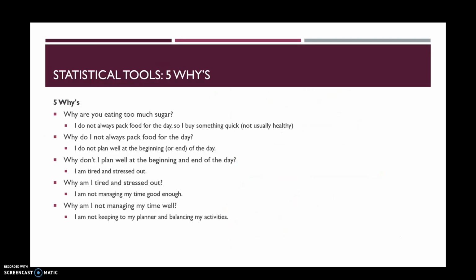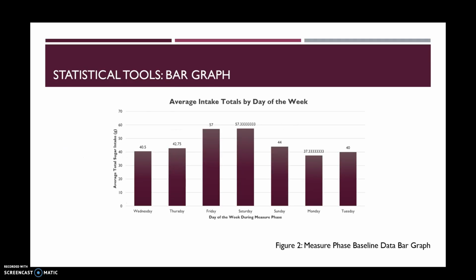And this is further supported by my 5 whys statistical tool. So I asked myself these 5 questions, and I did get to the bottom of it. It looked like I wasn't keeping to my planner and balancing my activities, which is very true. Sometimes I get lazy at the end of the day. I'm not budgeting time well, and that causes me to not pack food for the next day, meaning that I tend to purchase unhealthy and expensive sugary snacks to keep myself satisfied when I am starving at school without any food. So this is even more supported.